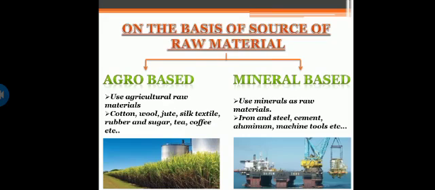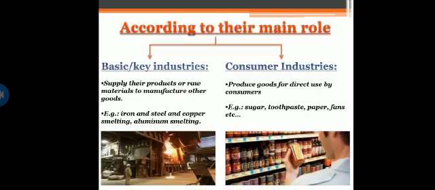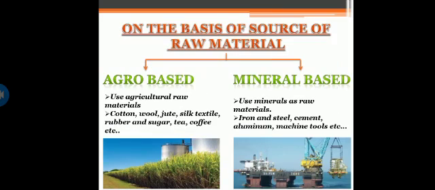Cotton, wool, jute, silk, textile, rubber and sugar, tea, coffee, etc. These come under agro-based industries. So next comes mineral-based industries. These use minerals as raw materials. For example, iron and steel, cement, aluminium, machine tools, etc. So these are mineral-based industries. Remember, children, according to raw material, they're categorized into agro-based industries and mineral-based industries. Let us see what is in store in the next slide.